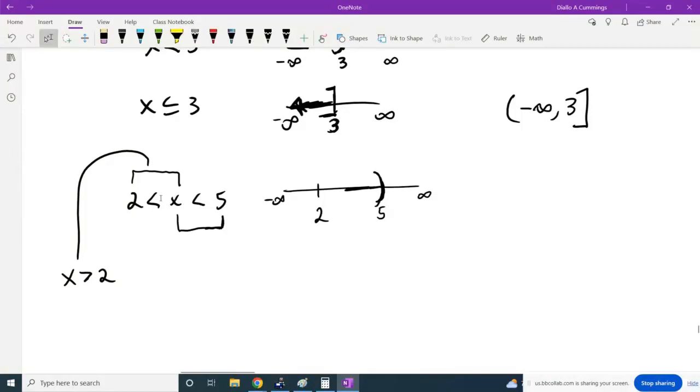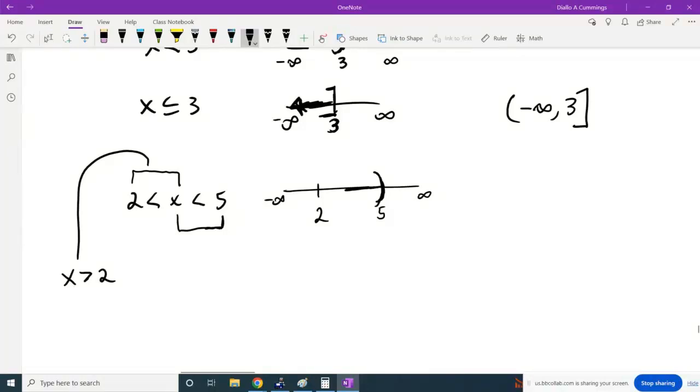So when I look at my inequality, notice that the inequality is opening up toward x. When I rewrite it or flip it over, that inequality should still open up toward x. So 2 is less than x is the same thing as saying x is greater than 2. So now since my variable is on the left, I want all numbers that are greater than 2.